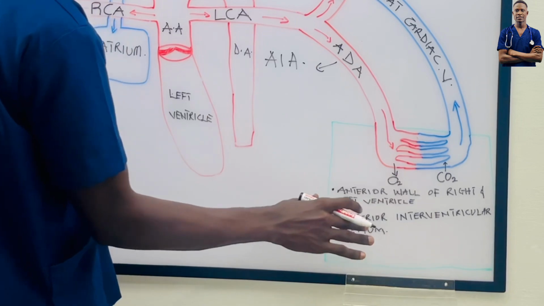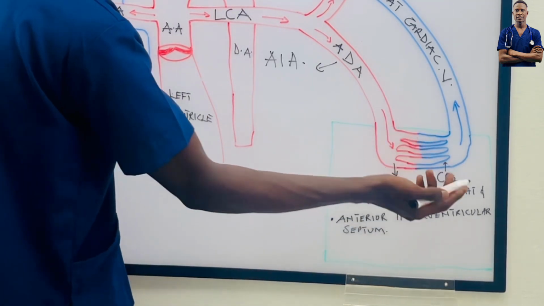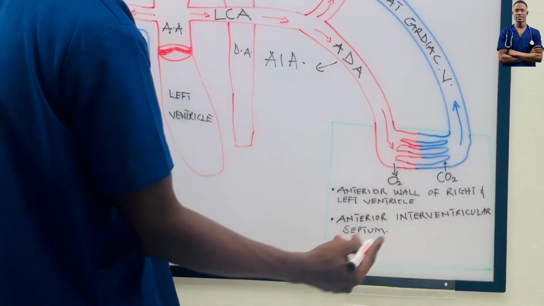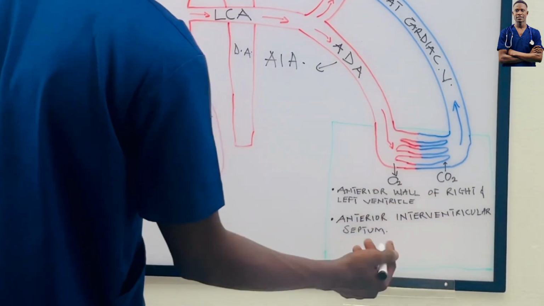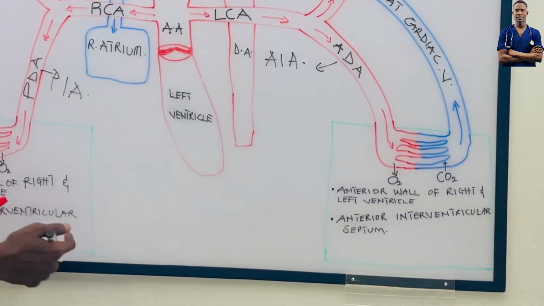Supply what? The myocardium with what? Blood. And which part of the myocardium? We have the anterior wall of the right and then the left ventricle, and then the anterior interventricular septum. They are opposite to this one. So we should remember that.